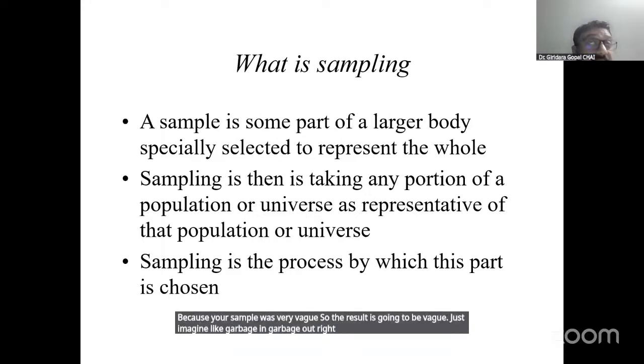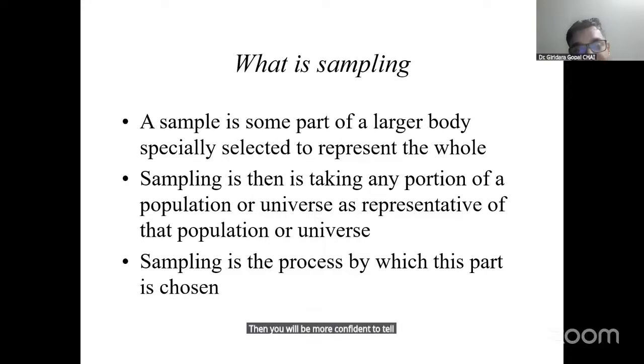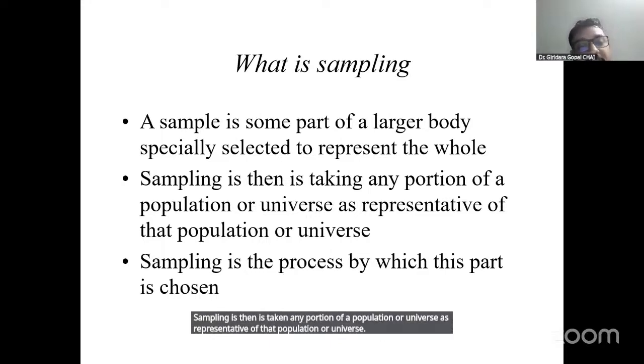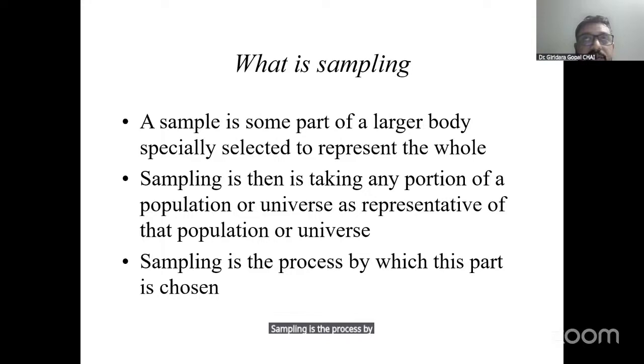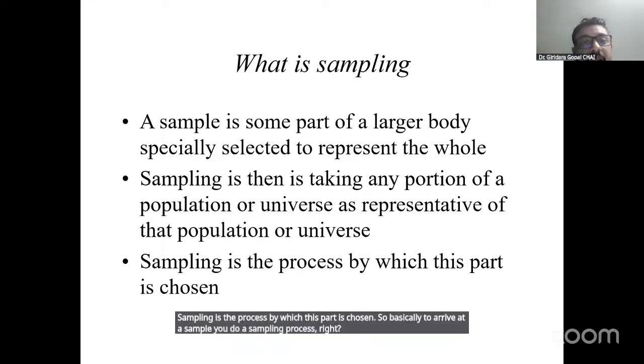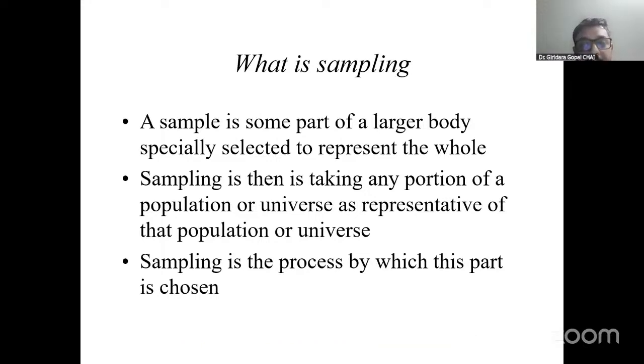But if your sample is great and you know the pros and cons of your sample, and what necessary thoughts you had taken before selecting the sample, then you will be more confident to tell about the final result. Sampling is taking any portion of a population or universe as representative of that population or universe. Sampling is the process by which this part is chosen. So basically, to arrive at a sample, you do a sampling process, right?